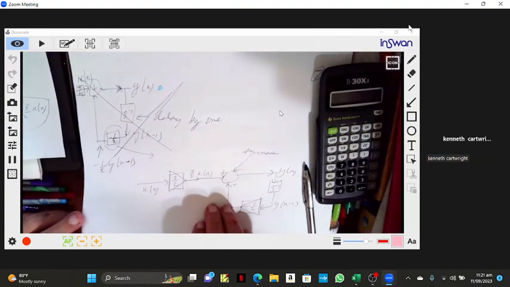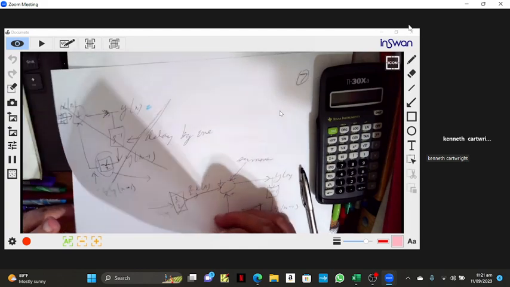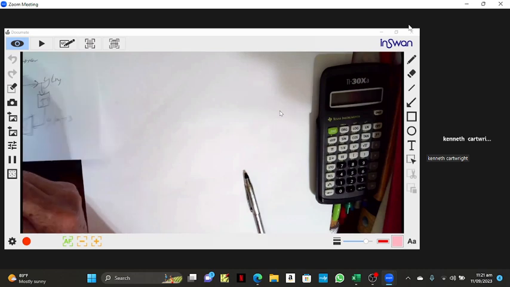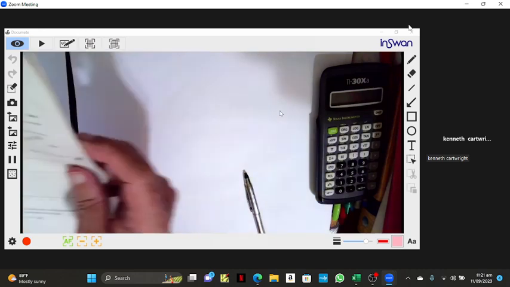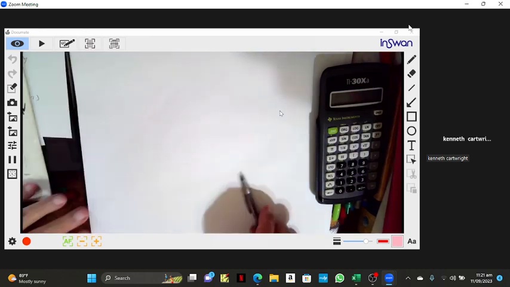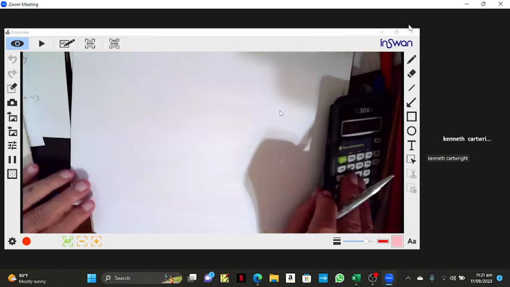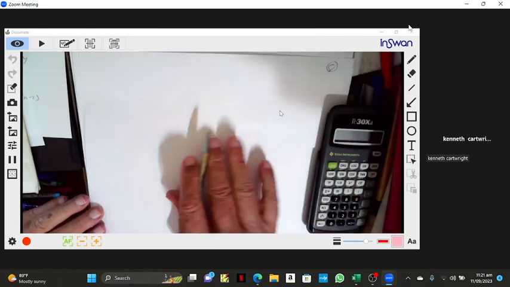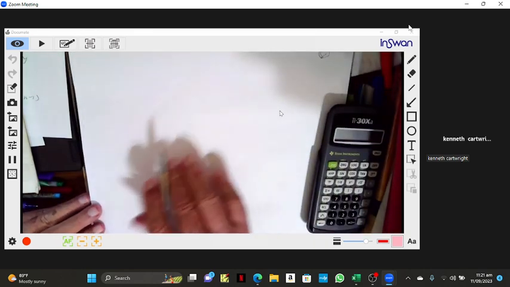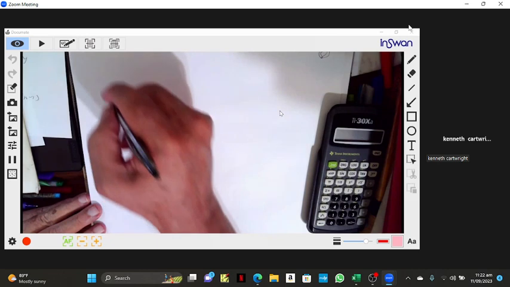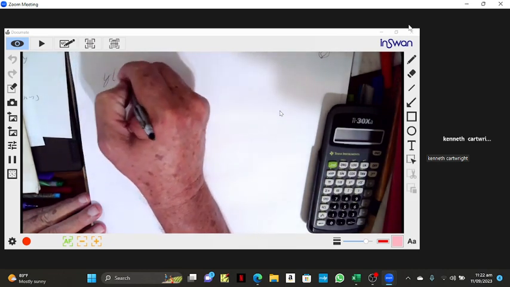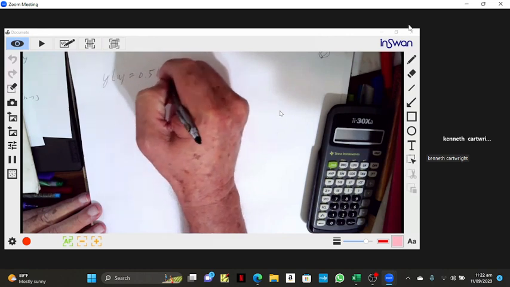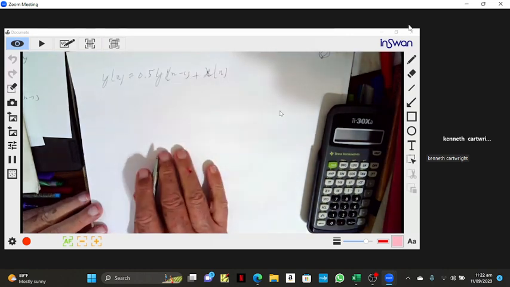Now I'm going to do this sample example. It's 8. I have y of n equals 0.5 y of n minus 1 plus x of n. Okay.